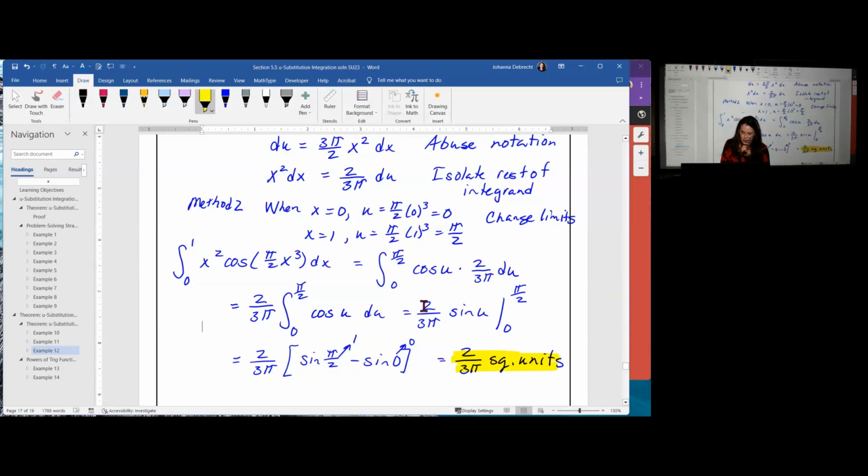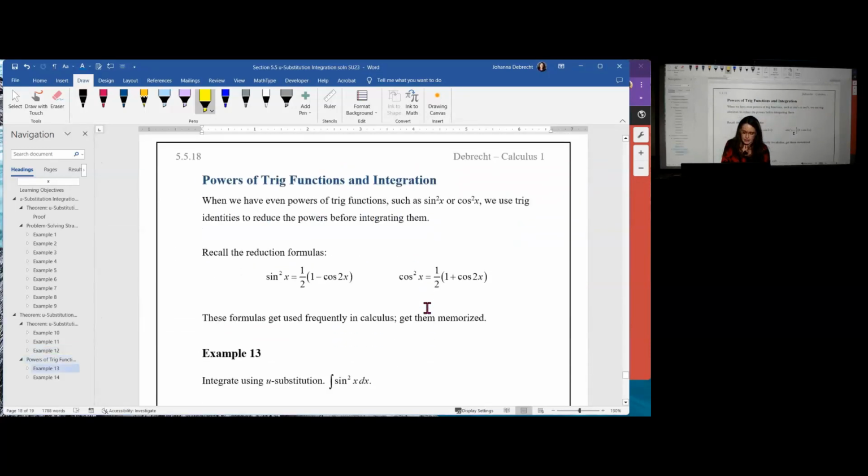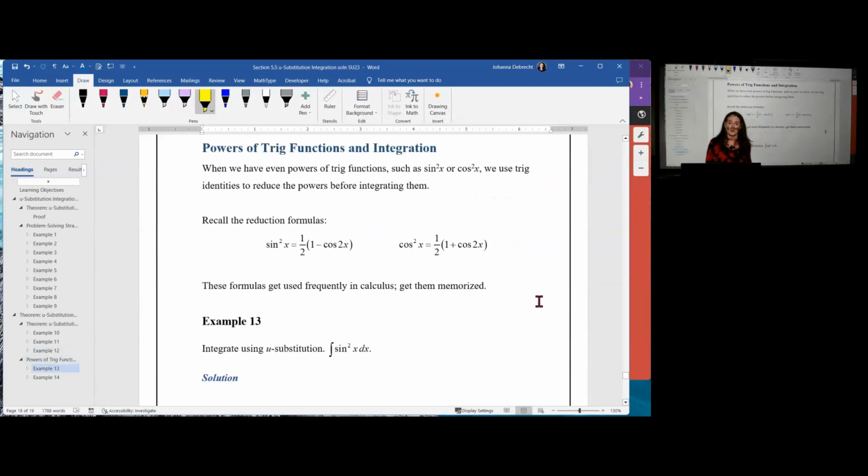What we want to do now is take a look at 2 last examples. These come up so frequently in Calculus 2 that it's good for you to have at least had a little bit of experience with them before you get there.